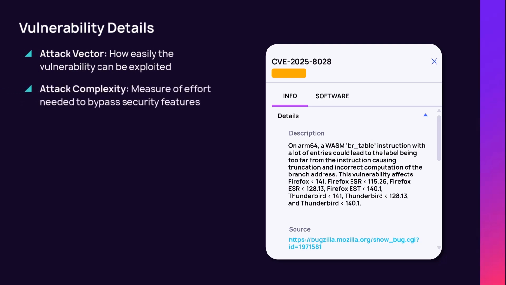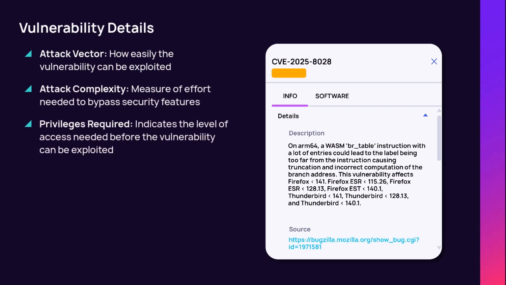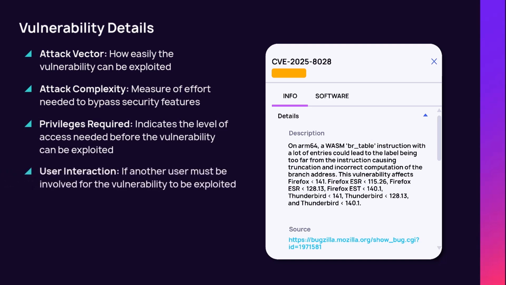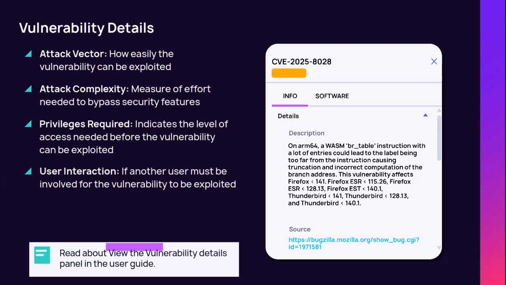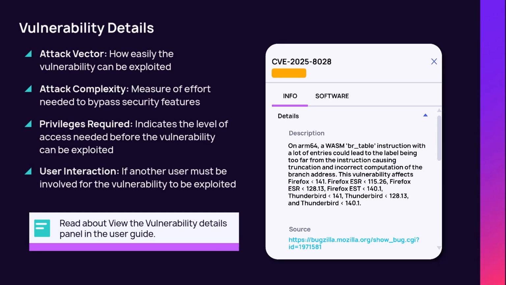Attack complexity is a measure of effort needed to bypass security features. Privileges required indicates the level of access needed before the vulnerability can be exploited. And user interaction describes if another user must be involved for the vulnerability to be exploited. Refer to the documentation for detailed descriptions of each category.